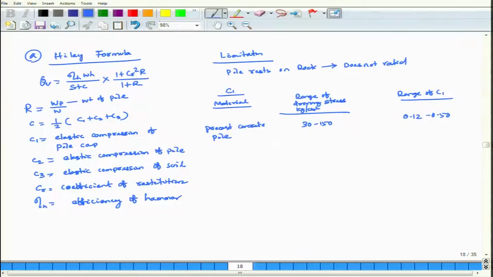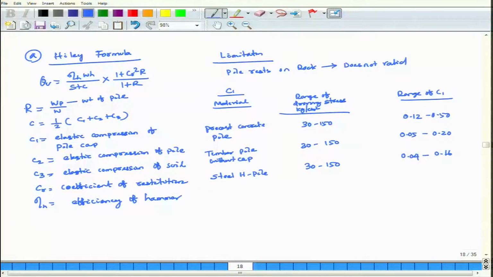Timber pile without cap: 30 to 150, and C1 is 0.05 to 0.20. Steel H pile: 30 to 150, and C1 is 0.04 to 0.16.